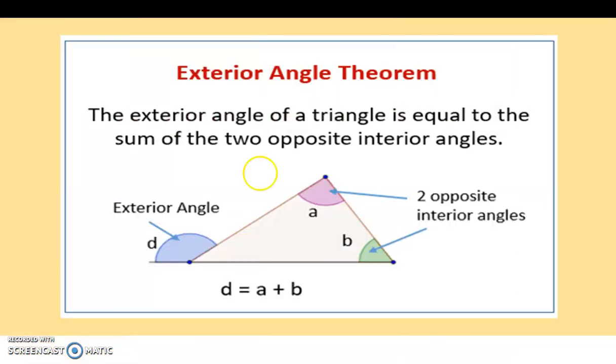The next property is known as the exterior angle property or the exterior angle theorem. According to this property, the exterior angle of a triangle is equal to the sum of opposite interior angles. So you can see they have marked the exterior angle here and the opposite two interior angles A and B. So angle D is equal to angle A plus angle B.